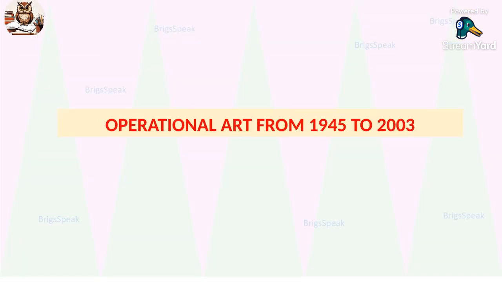Next part is on operational art from 1945 to 2003. In this part, the evolution of operational art in the Soviet Union and Russia is explored, from the end of World War II in 1945 to the early 21st century. It highlights the impact of nuclear weapons, technological advancements, and shifting military doctrines on operational planning and execution. It is further divided into subparts for the various periods.